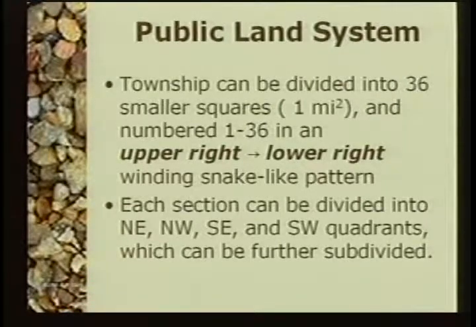Now, that township of 6 square miles can be further subdivided to make locations even smaller, a little bit easier to find. Each township can be divided into 36 smaller squares and numbered from 1 to 36. It starts in the upper right and sort of snakes around in numbers, ending up at the lower right, and I'll show you that on the next slide. And each of these 1 mile square sections can be further subdivided into quadrants. Let's see how that works.